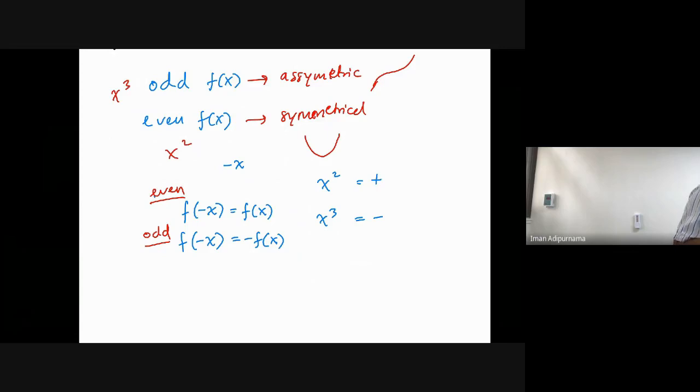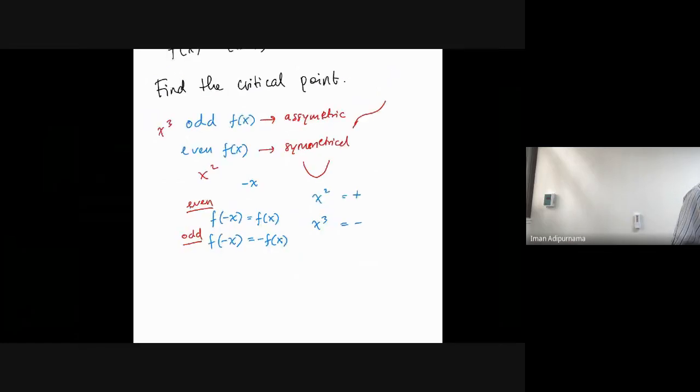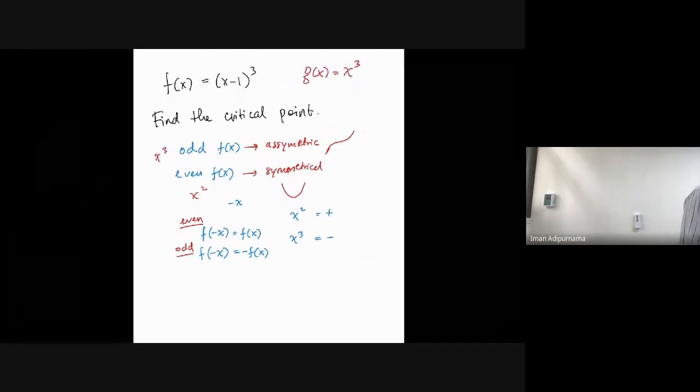It can be useful when you sketch the graph using the derivative. When you sketch the graph, if you think that this is an even function, then you will have a symmetrical function. Like the maximum and then the minimum, it will be easy to predict. Okay, so back to the x minus 1 cubed.